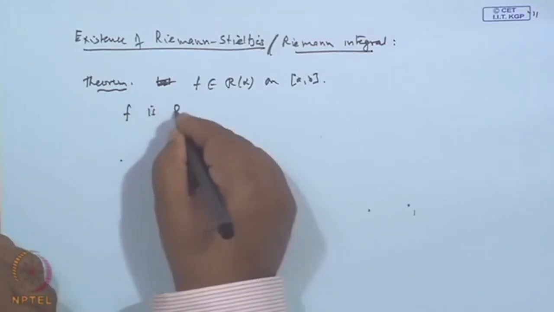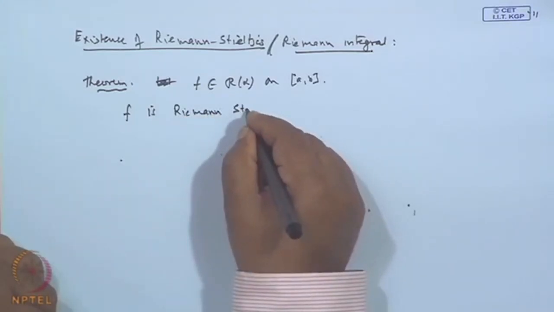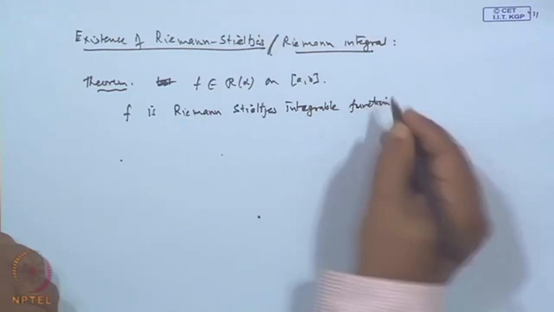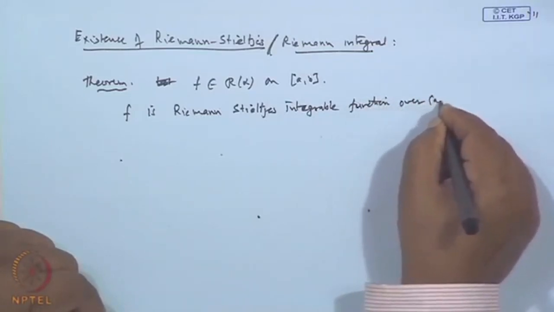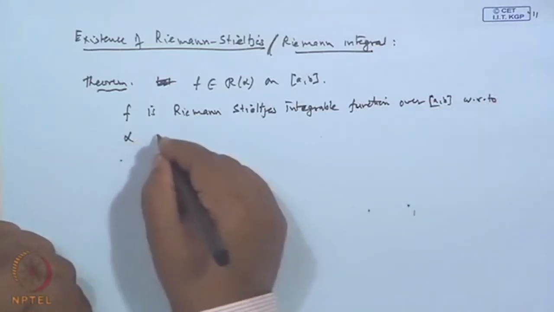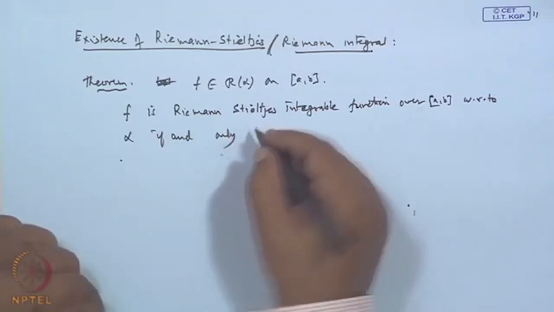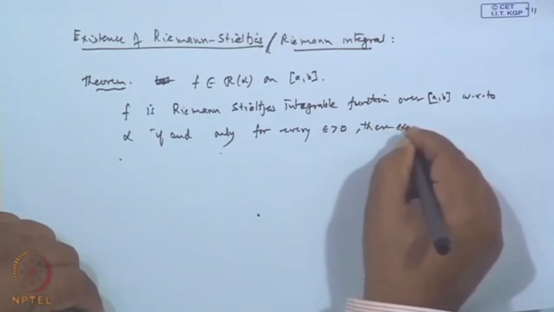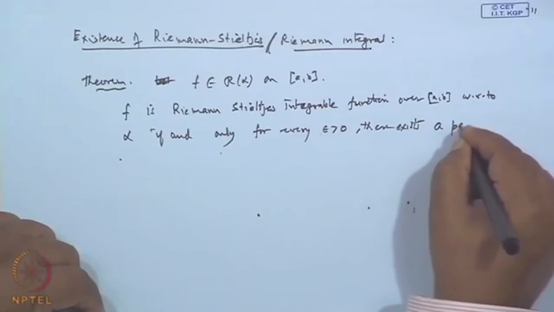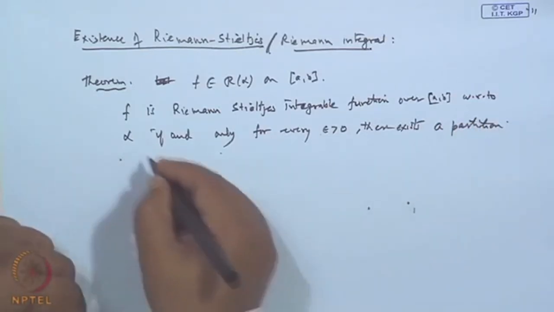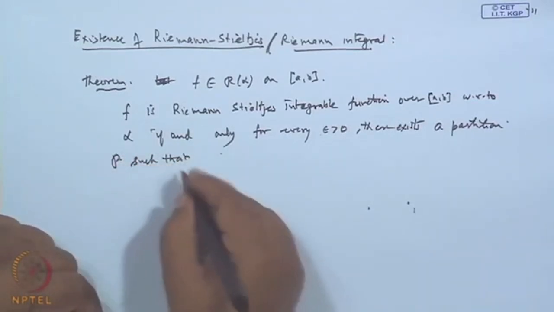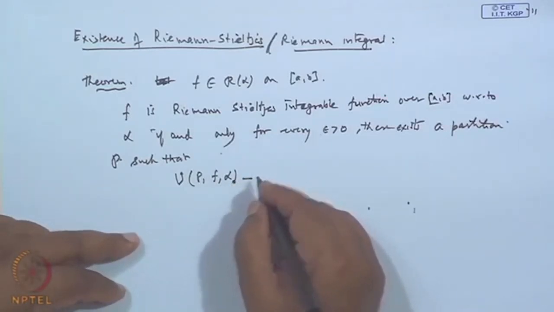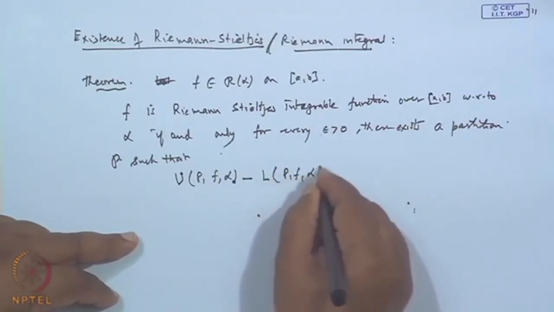F is a Riemann-Stieltjes integrable function over the interval [a, b] with respect to alpha, if and only if, for every epsilon greater than 0, there exists a partition P such that the upper sum U(P, f, alpha) minus the lower sum L(P, f, alpha) is less than epsilon.